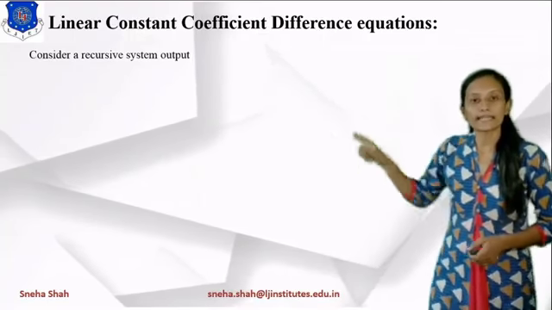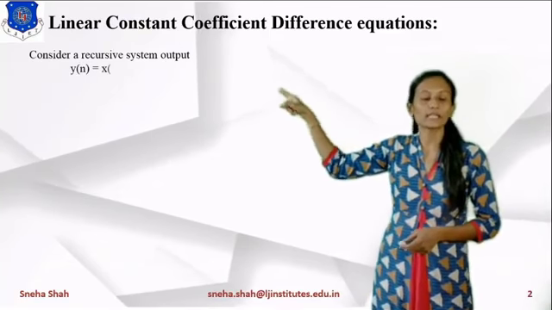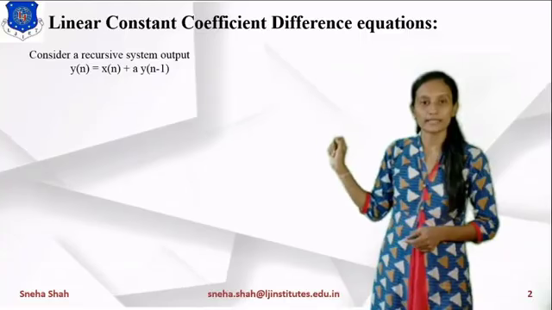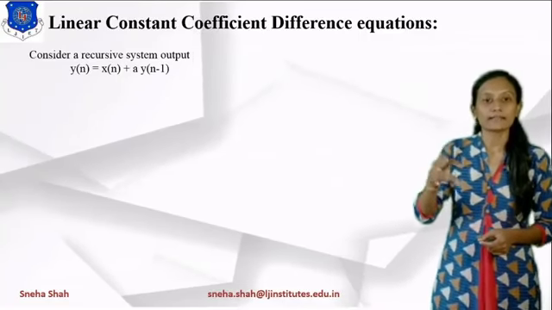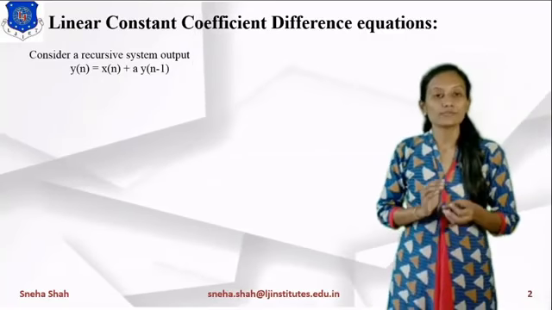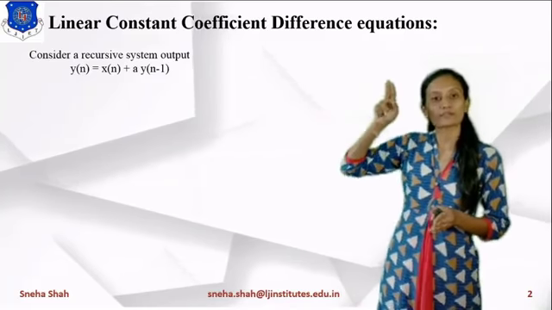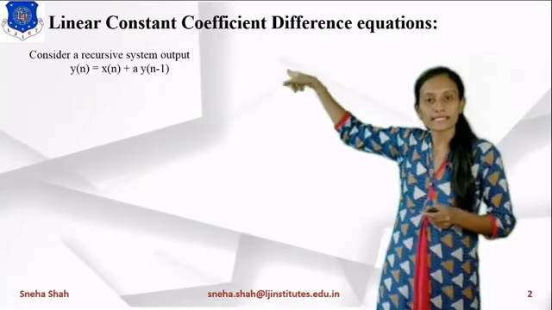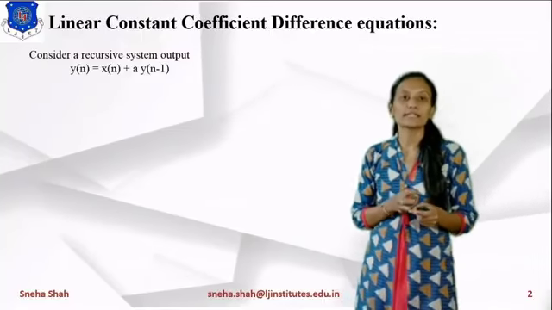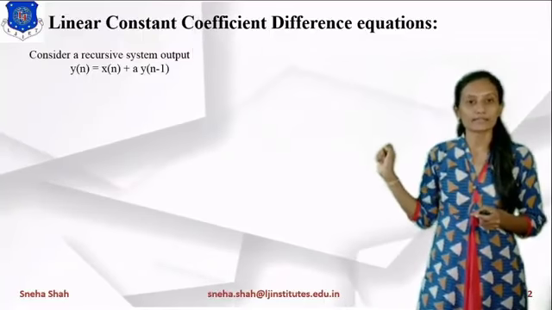So if we consider any recursive system, then its output is represented as y of n equals x of n plus a into y of n minus 1. In this, we have taken a portion of the previous output. The present output is y of n, so the previous or past output is represented as y of n minus 1. We take a portion of it.